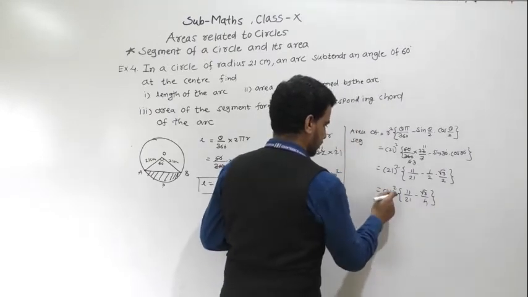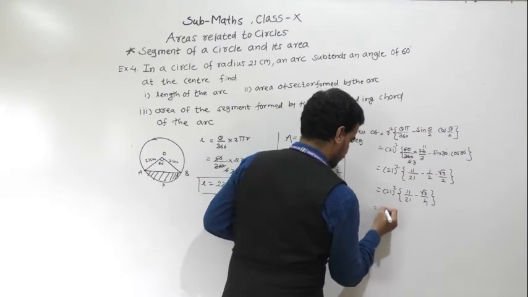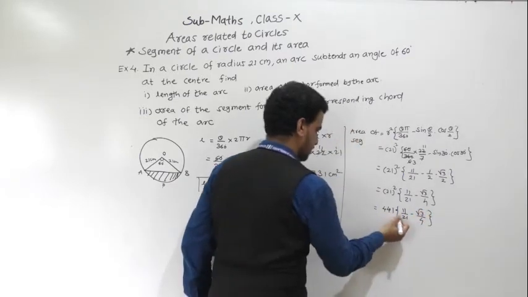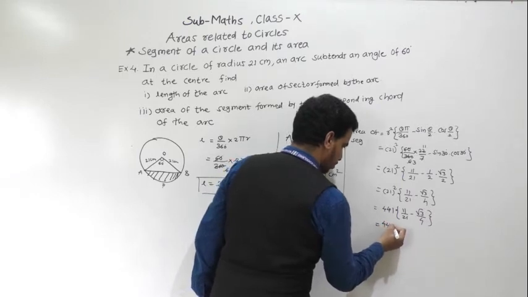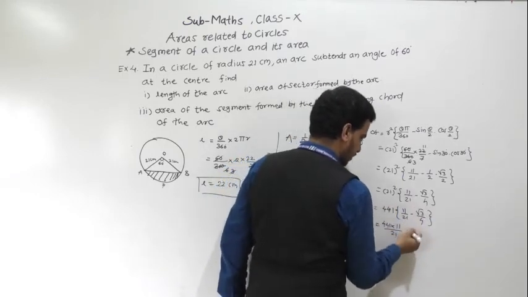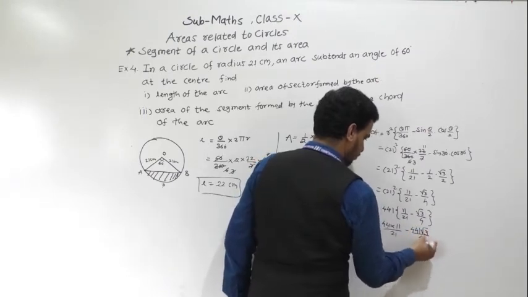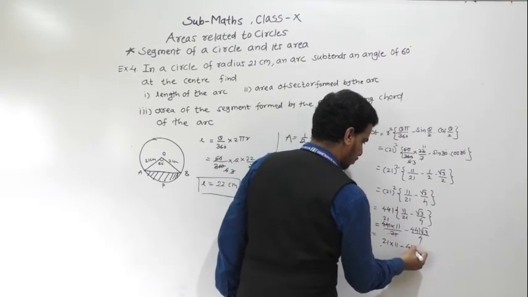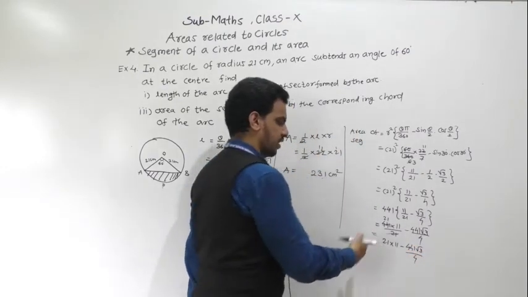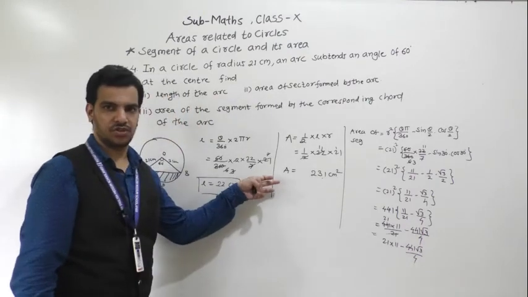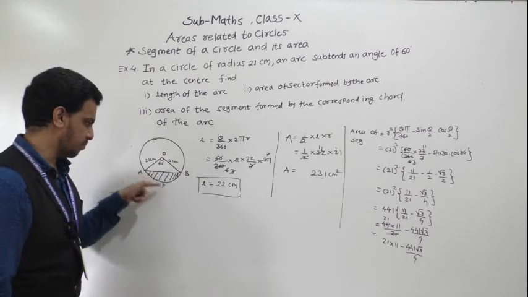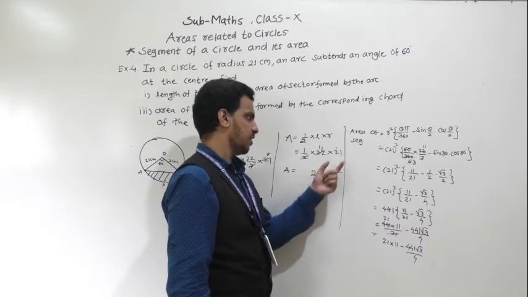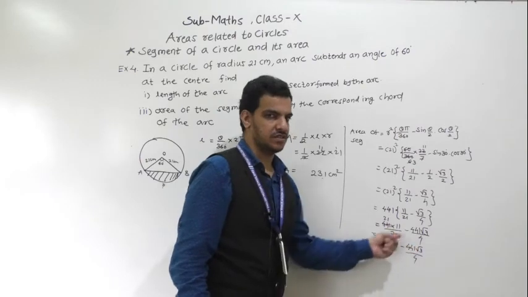So you can simplify this, 21 square first we write here, 441, 11 by 21 minus root 3 by 4. If you multiply inside, 441 into 11 by 21, and 441 multiply here, so minus 441 into root 3 upon 4, okay? So 21 into 11 minus 441 root 3 upon 4, okay? So you can take 21 common and you can simplify further, you will get area of segment APB, okay? So length of an arc 22 centimeter, area of sector 231 centimeter square, and area of segment you will get after simplifying this one, okay?